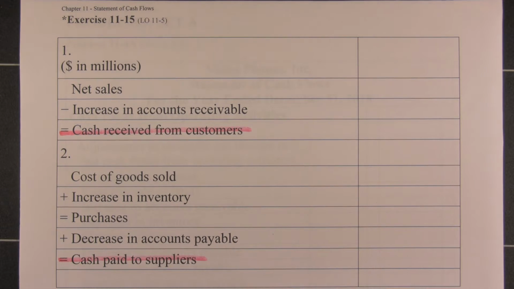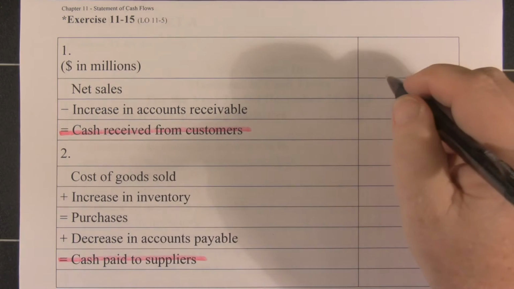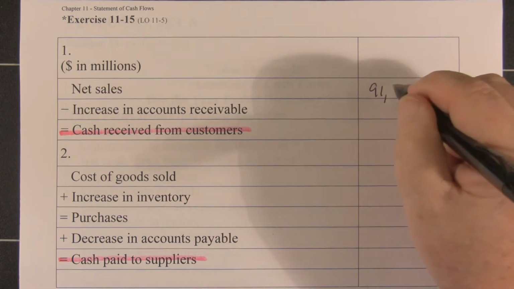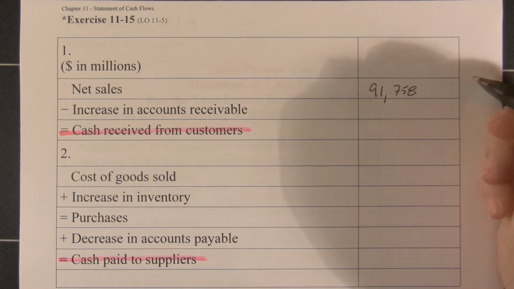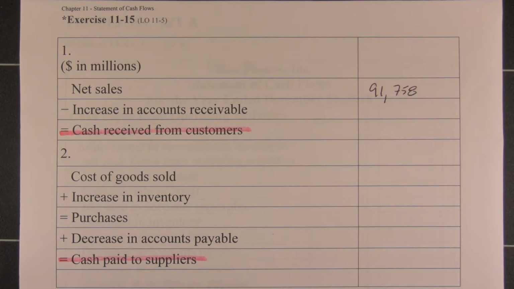Our net sales was $91,758 million. That's what they tell us. All these answers are in millions. Our accounts receivable went up $1,733 million. So our accounts receivable went up.